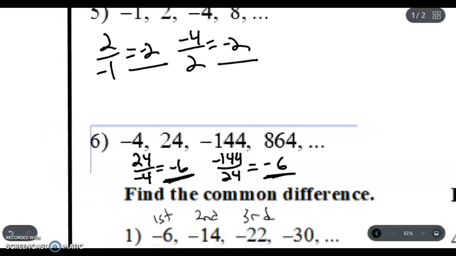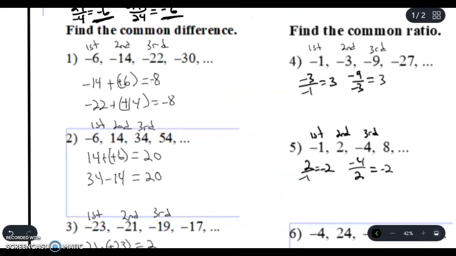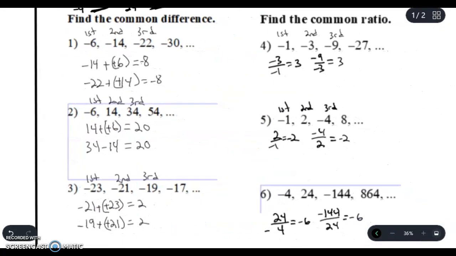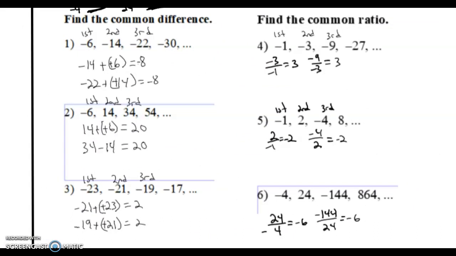So what I'm going to do now is pull up the answers to all the questions I did, in case you didn't get them written down. Pause the video here. That is finding the common difference and finding the common ratio.